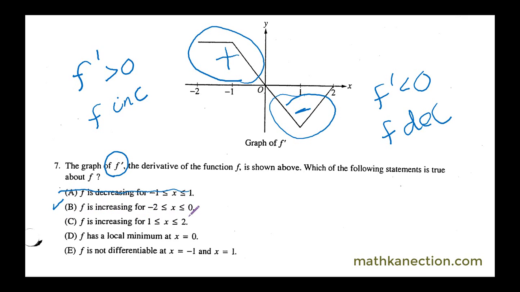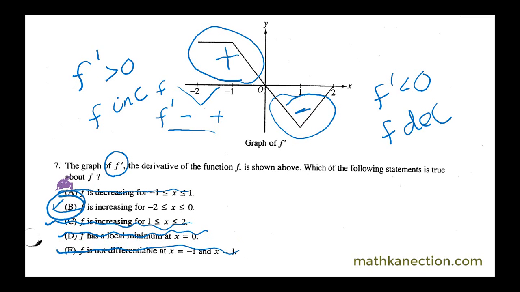f is increasing from 1 to 2. Nope, we said f was decreasing, so not that choice. f has a local minimum at x equals 0. Well, in order to have a minimum, f prime would have to change from negative to positive, because that would make the f graph decrease and then increase, so it can't be a minimum. And then f is not differentiable at x equals negative 1 and 1. Well, we found out that f prime was a positive answer, so positive means differentiable, and same thing for 1, a negative answer was differentiable, so we don't like that choice. We are choosing B.